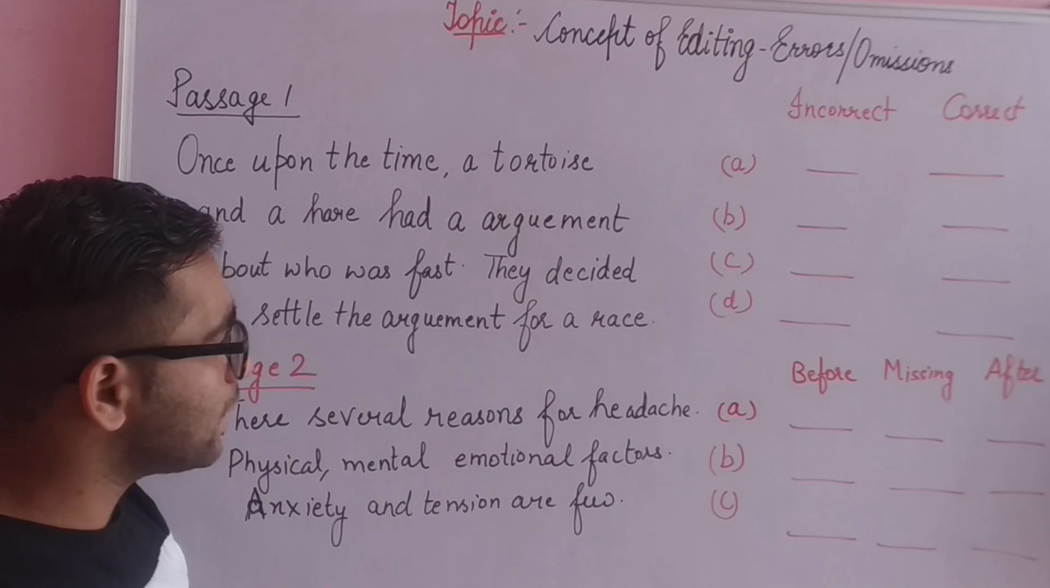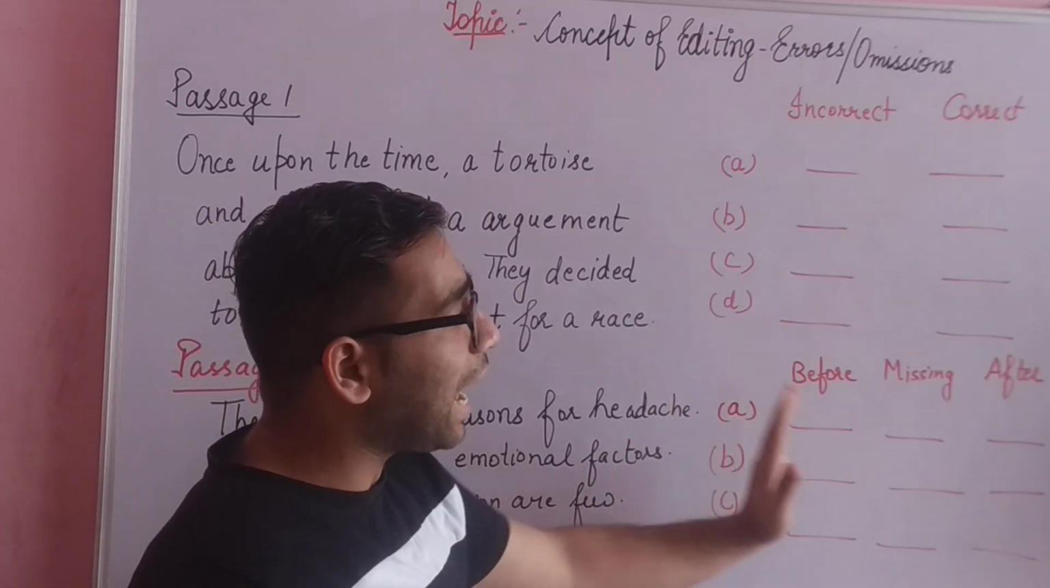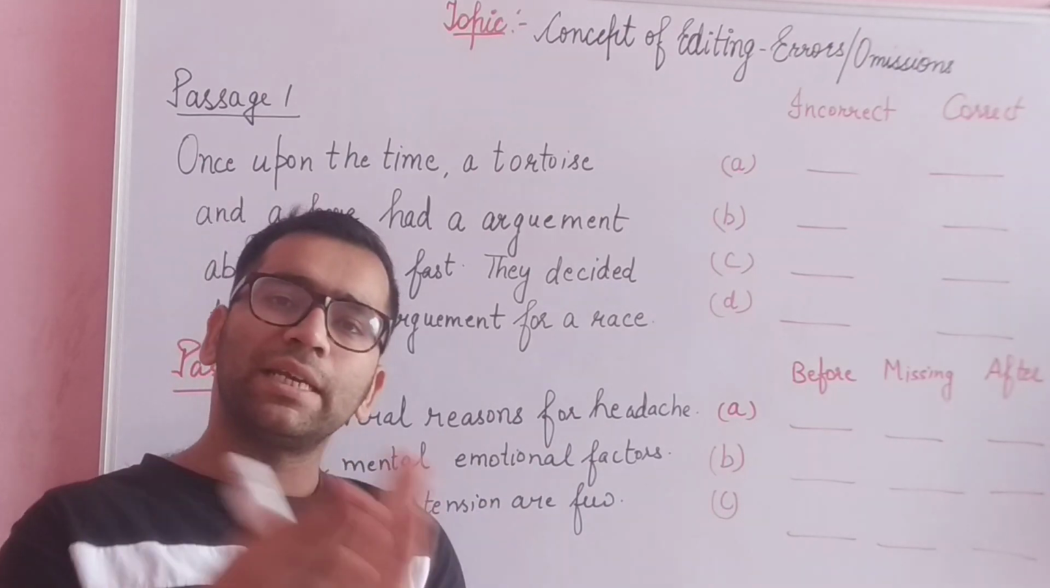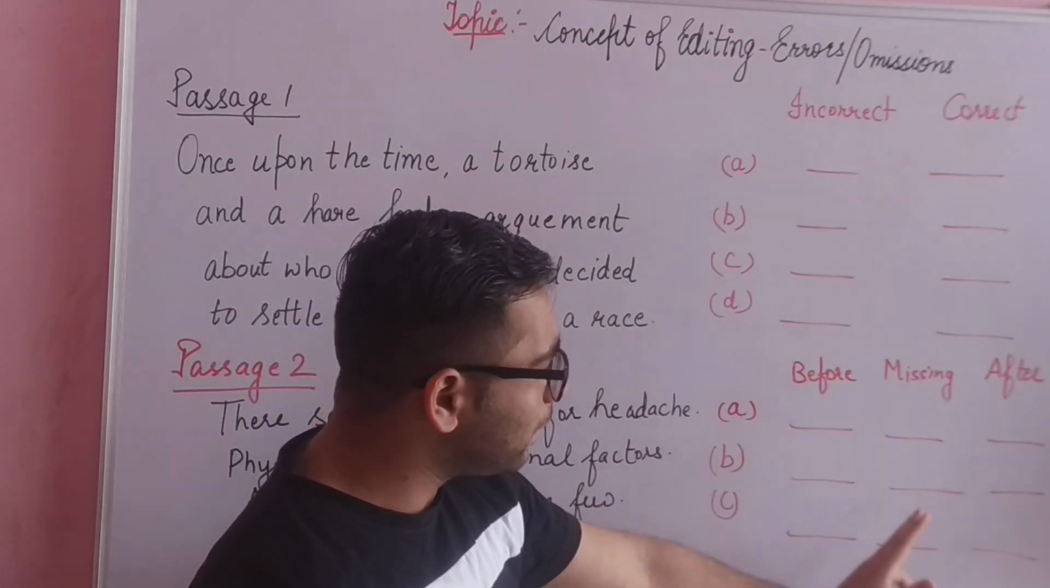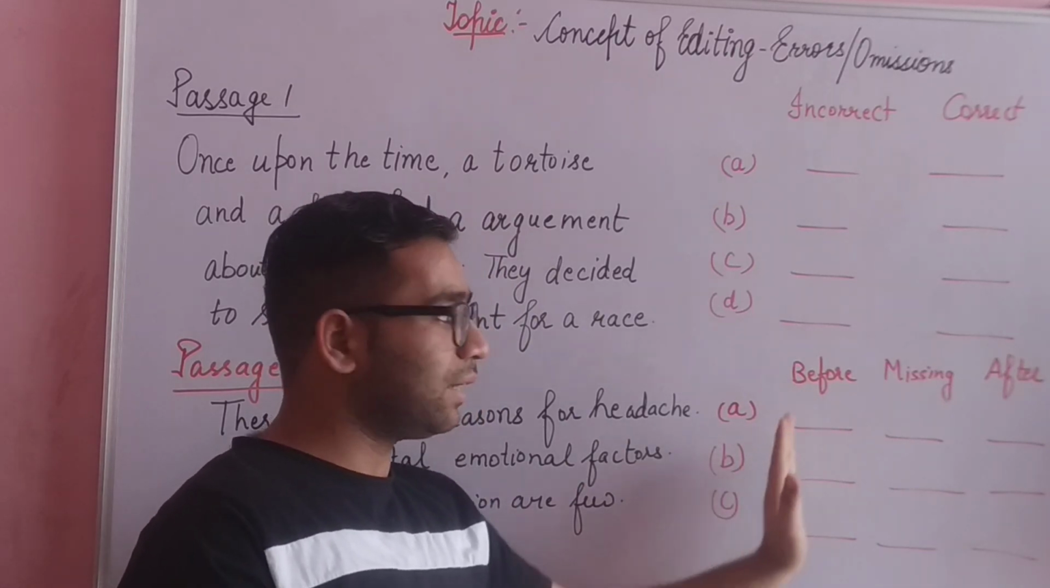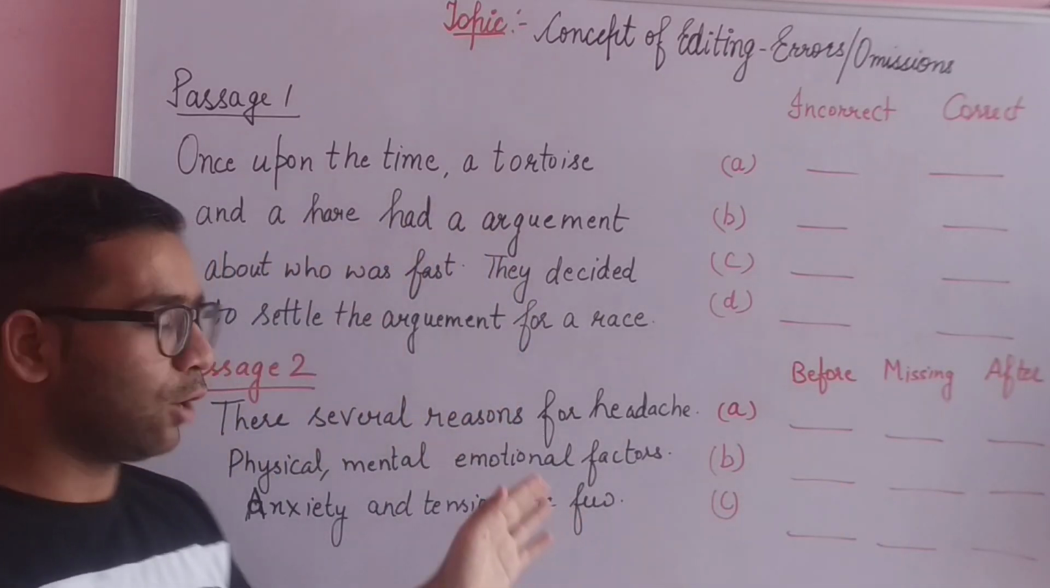Editing omission, rather, is a concept where you need to add something. Omission means something is missing, and the missing word is to be added. There will be a column in the middle for the missing word, then before and after columns. That I will let you know how to do.